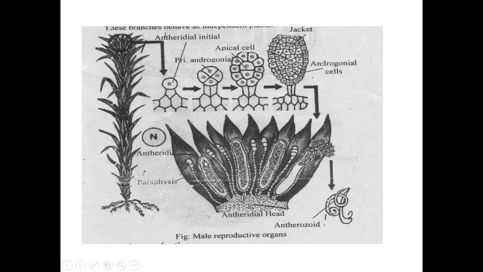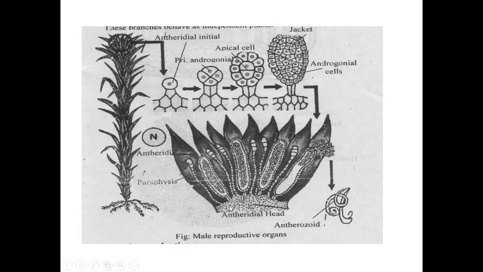Internally, you can see the androcyte mother cells, the gametophytic tissue, which will metamorphose and result in the formation of the male gametes, which we call anthrozoids. Along with these antheridia, we can see the presence of sterile structures, represented as paraphyses. These are long, linear, filamentous structures which give protection to these antheridia, and they also provide moisture to the developing antheridia. So these are called paraphyses.